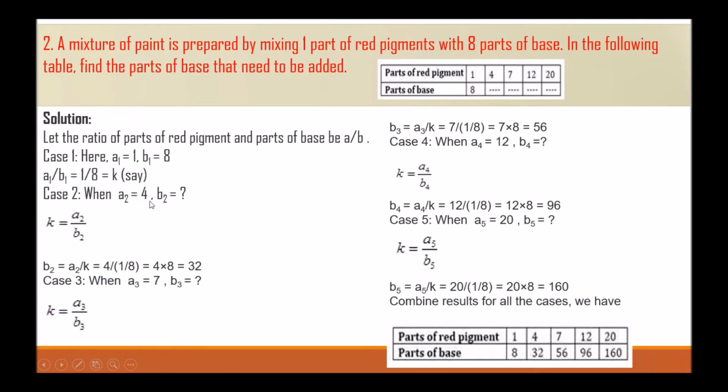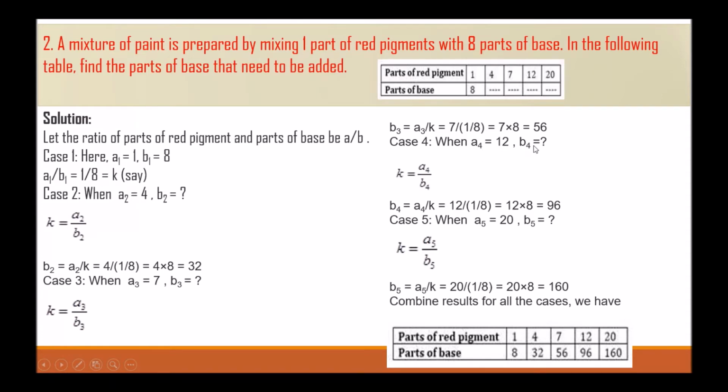Case 2: A2 equals 4 and B2 we have to find. So K equals A2 upon B2. So B2 equals A2 upon K, that is 4 upon 1 upon 8, that is 4 into 8, that is 32. So here it is 32. Third, A3 equals 7, B3 we have to find. So K equals A3 upon B3. So B3 equals A3 upon K, that is 7 upon 1 upon 8, that is 7 into 8, which is 56. So here it is 56.